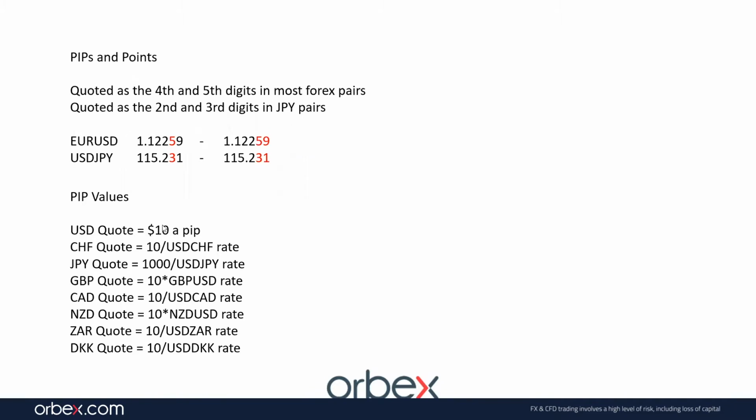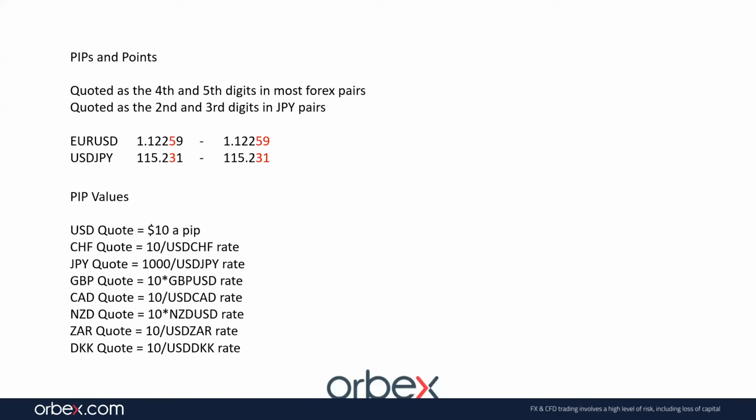So it's $10 a pip, round. So it's a very easy calculation. When we get down to other currencies, it gets a little bit more tricky, but if you keep these in mind, these are always standard and fixed. So for the Swiss franc, basically the one pip value is 10 divided by the dollar Swiss franc rate.